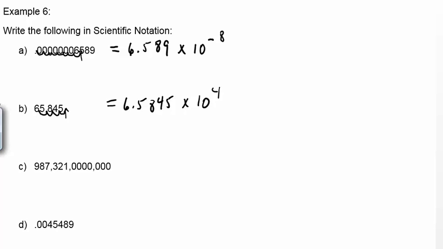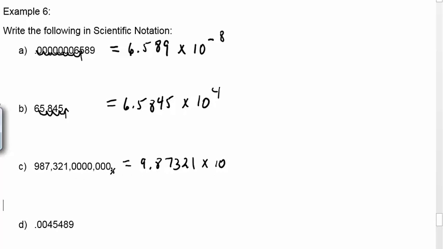Our next example, we're going to follow the same procedure. So again, our decimal is understood to be to the right of this last 0. So our first step is to form a number that's between 1 and 10. So we're going to move the decimal between the 9 and the 8. And we get 9.87321 times 10 raised to the, since we have to move the decimal to the left, it's going to be a positive exponent.